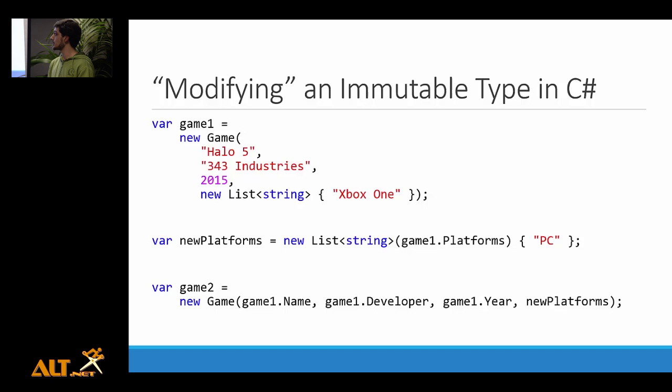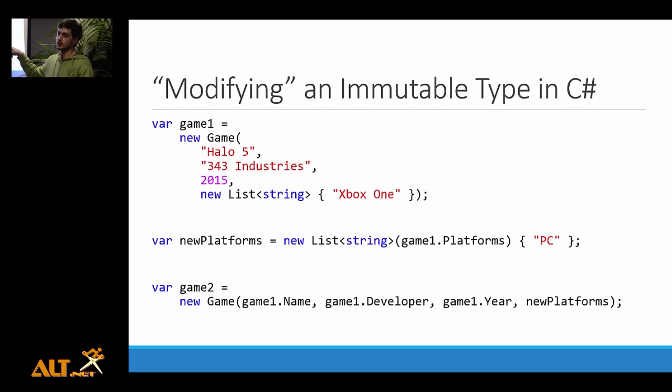So one of the pain points of immutability is, what do you do when you want to change something? Well, you can't change it because it's immutable, so what you typically do is you copy it, and as you make the copy, you make the change. So this is how we do it in C#. On that first line, we're creating an instance of a game, Halo 5, and we're going to modify it and add a platform to the list of platforms. So in that second line, we're basically cloning that list of platforms and adding PC to it, right?